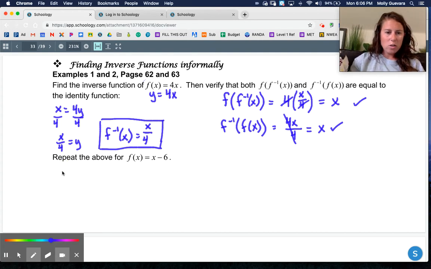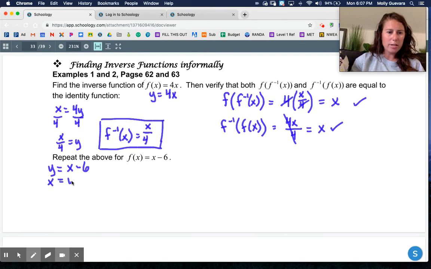Okay, so let's go over this one now. If I change that f of x to y, I have y equals x minus 6, and then I'm going to switch the x and y and solve for y. So I get x plus 6 equals y. That tells me that the inverse function of f is x plus 6.